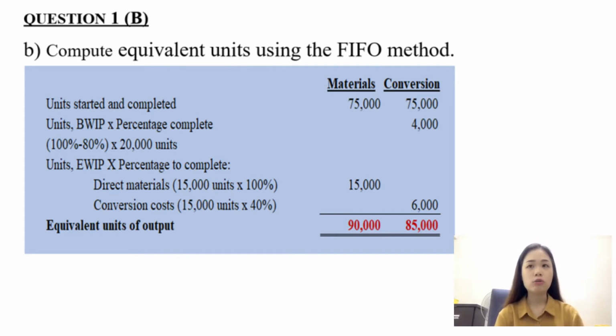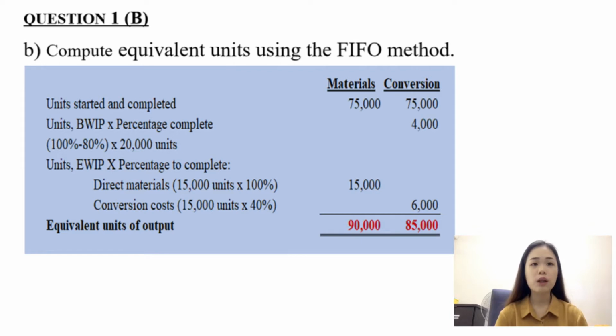We need to write in conversion, plus unit ending work in process times percentage to completed, which is direct material, which is 15,000 units times 100% in material. So the total is 15,000 units. Conversion cost, which is also the same, using 15,000 units times 40%, which is 6,000.